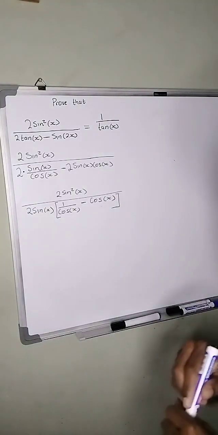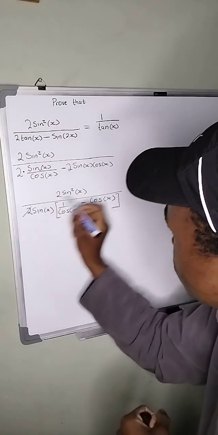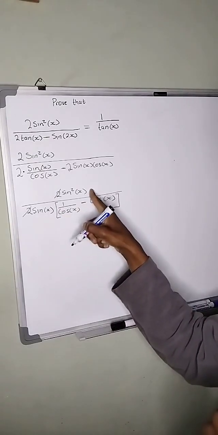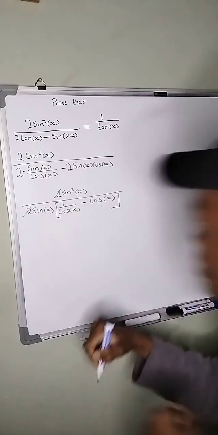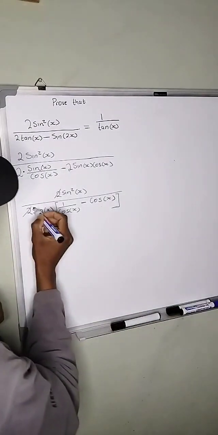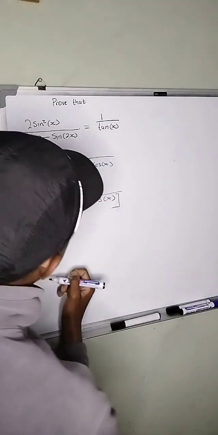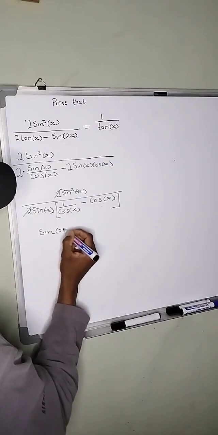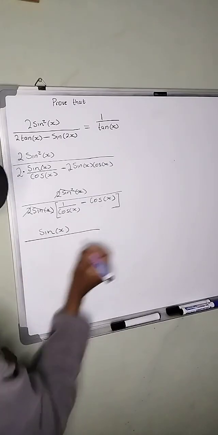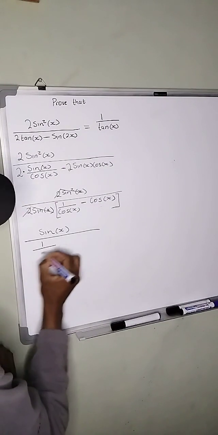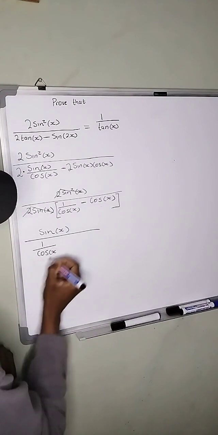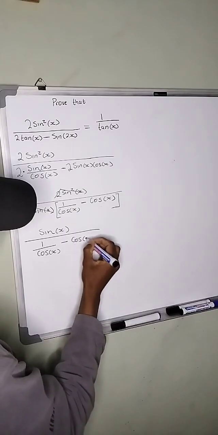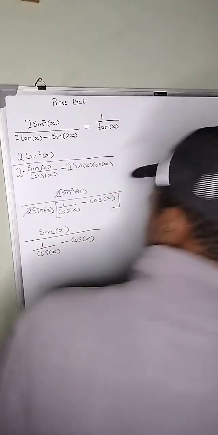So now I'm going to cancel these two, and one of the sine is going to cancel that sine, right? So now what am I going to have? I'm going to have sine x divided by 1 divided by cos x minus cos x.